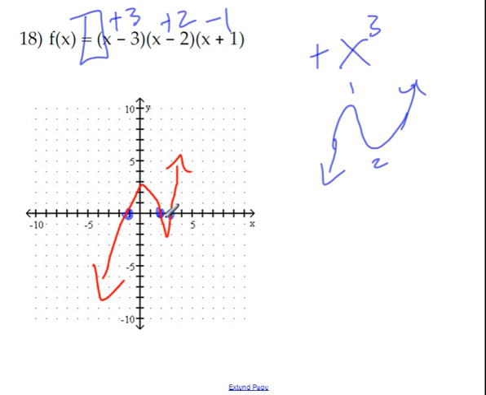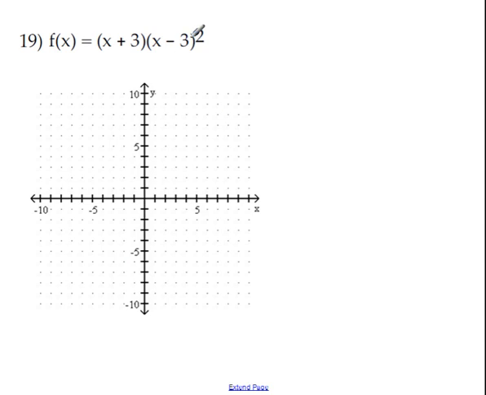Oh, that's great. That really should be more curvy right there. Oh yeah, that's nice. So that looks pretty good. Last one for the day.